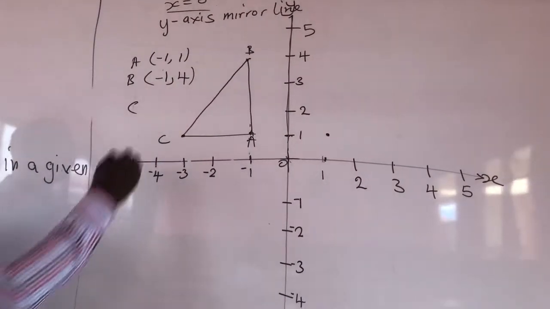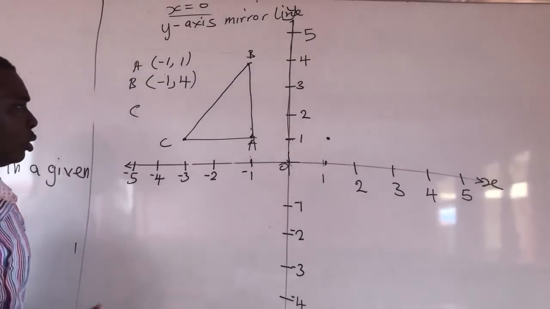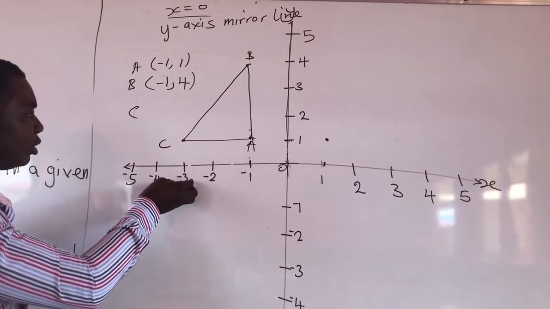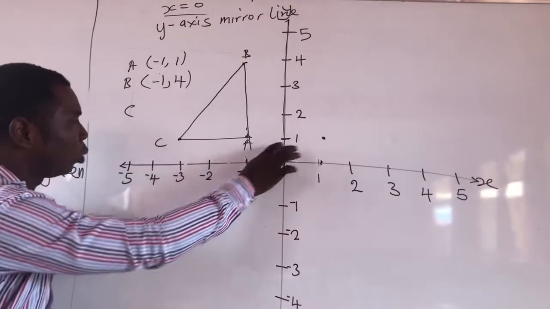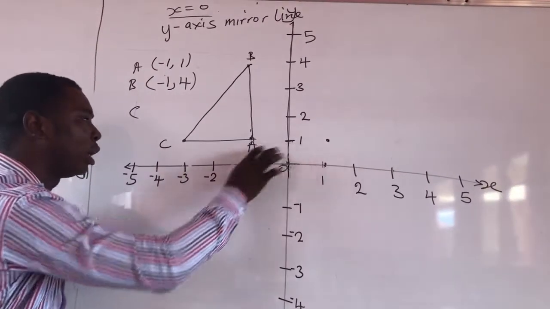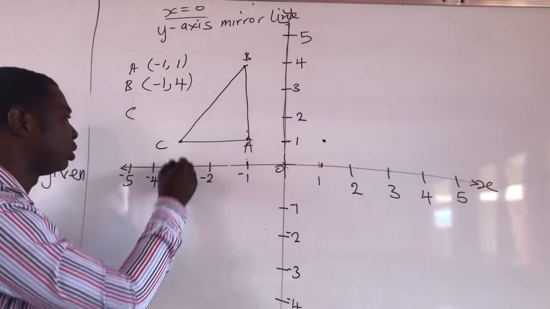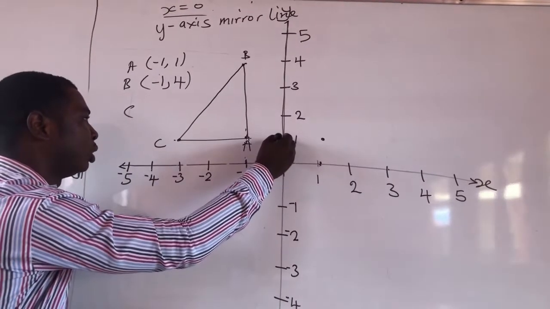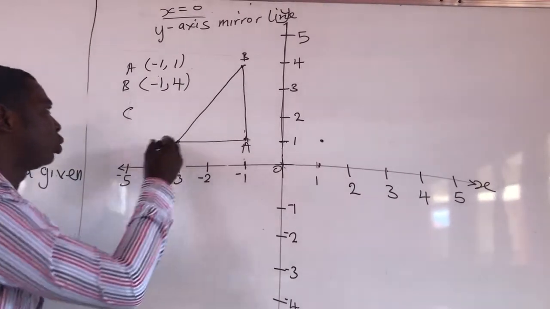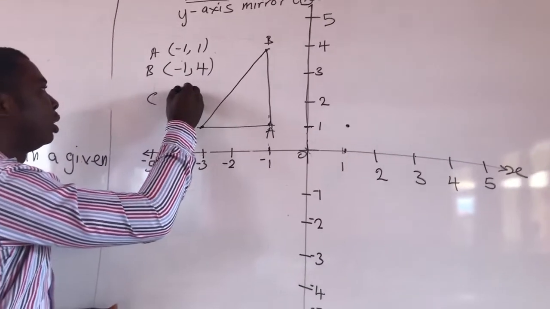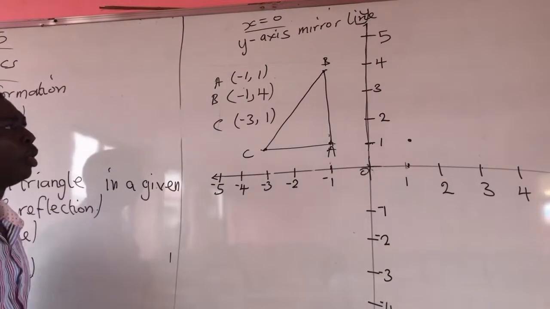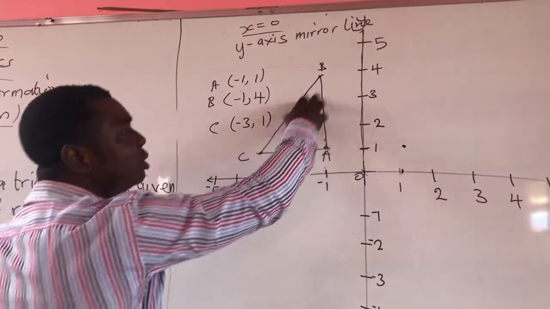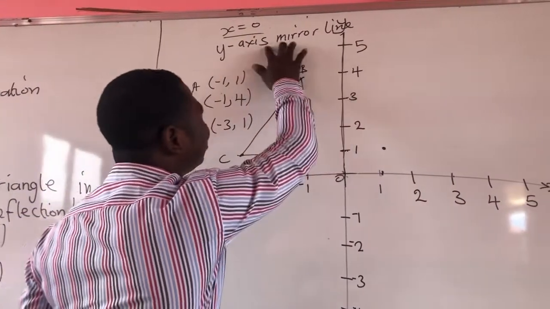Now look at C2. You see that the coordinates for C, the meeting point, X first before Y. So look at the meeting point. Count from here, and it counts out negative 3. Okay, negative 3 and 1. So we are going to reflect this image using the y-axis mirror line.